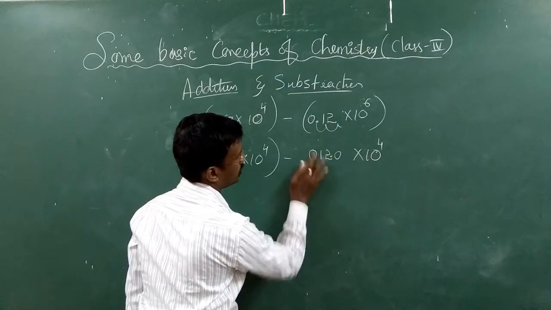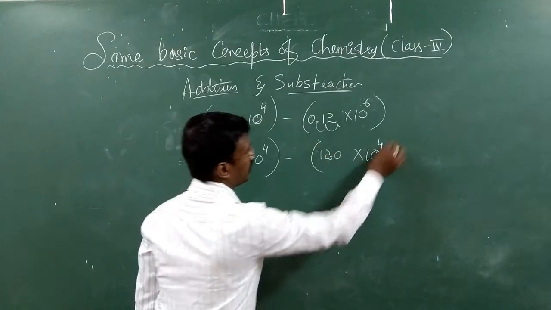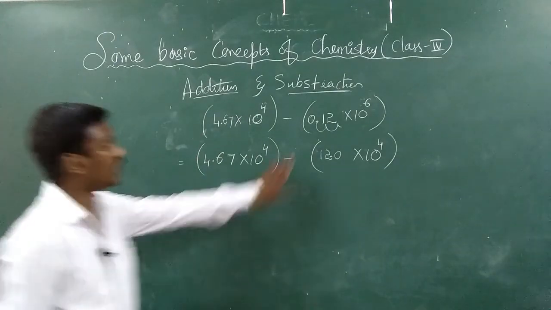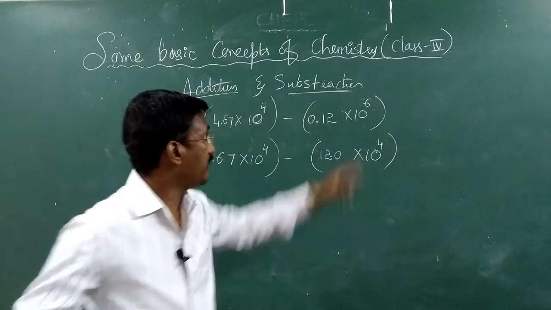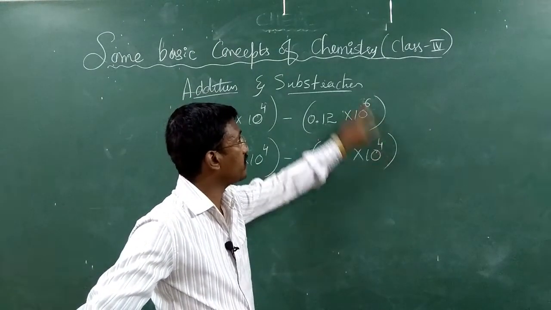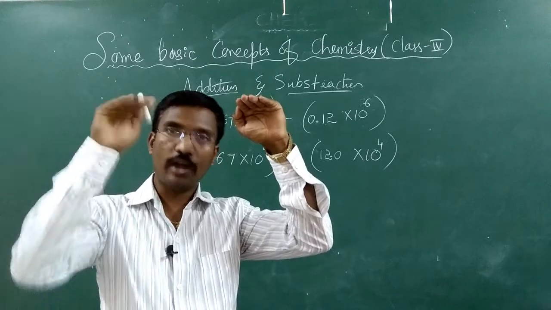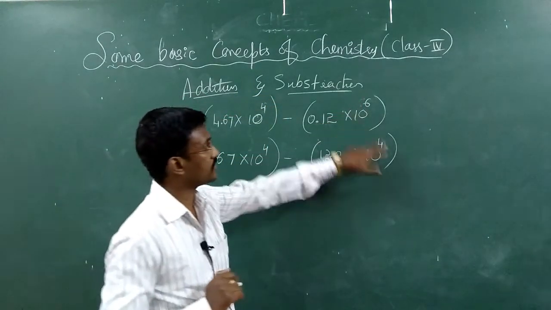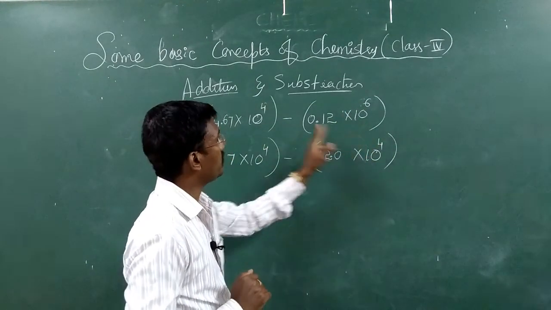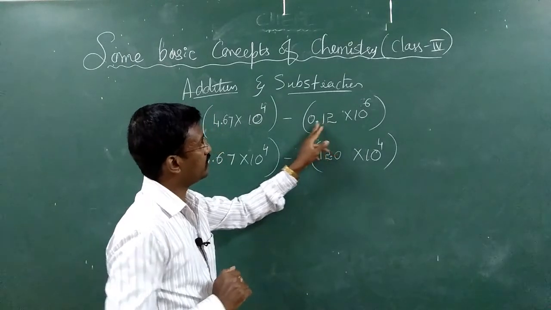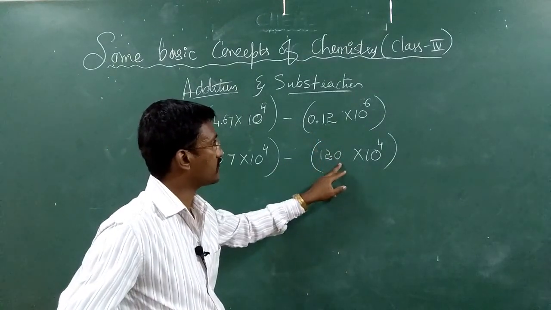So 12.0. I would like to do the subtraction. So 12.0 into 10 raised to 4. Are you getting my point? Just observe it clearly. Here I have converted 10 raised to 6 to 10 raised to 4. The power is reduced. If the power is reduced, then we have to increase the number. If the power is increased, we have to reduce the number. The two digits are reduced in the power, so we have to increase this number. Therefore, the decimal is shifting from left to right. 0.12 becomes 12.0 into 10 raised to 4.